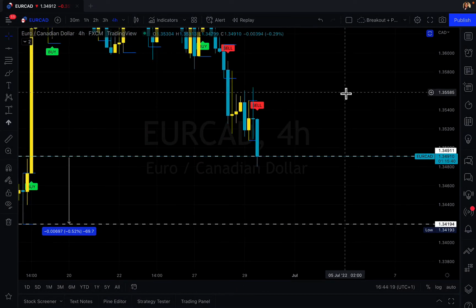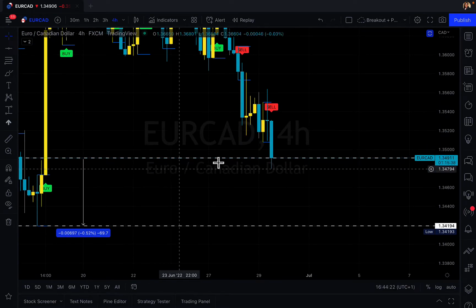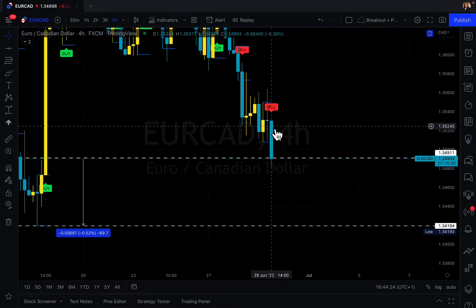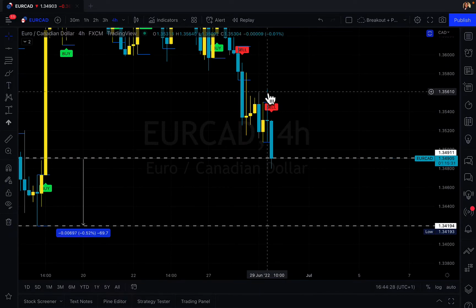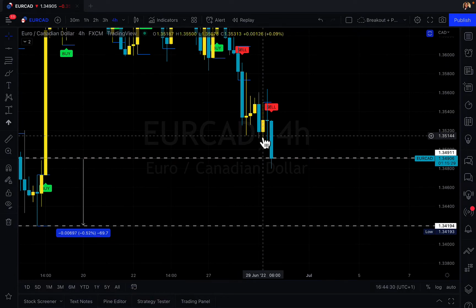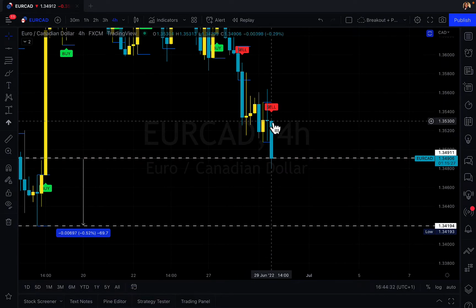Okay, so here, EURCAD has actually been called as a sell. Now the sell has been called at 2 o'clock, but also a sell potentially was called at 10. So you've got to understand that the difference between 10 and 2, you may as well just enter the trade at 2 o'clock. It's a clear shot down.